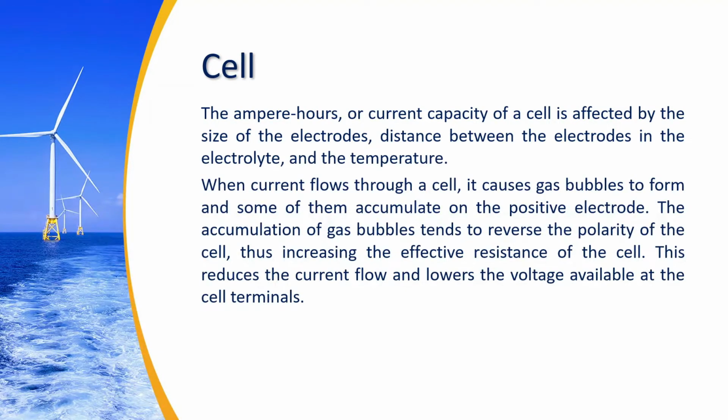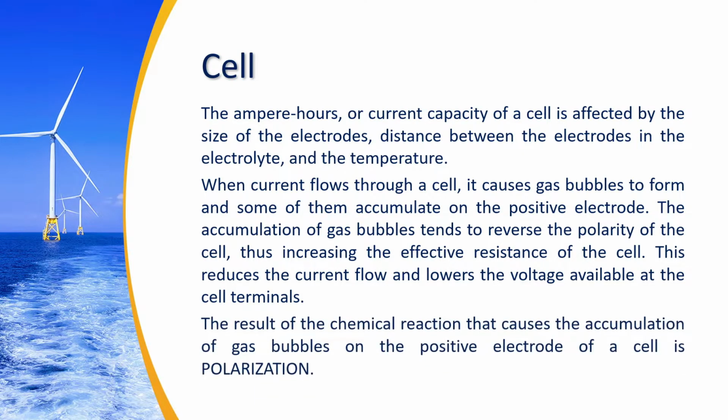So when current flows through a cell, it causes gas bubbles to form and some of them accumulate on the positive electrode. So the accumulation of gas bubbles tends to reverse the polarity of the cell, thus increasing the effective resistance of the cell. So this reduces the current flow and lowers the voltage available at the cell terminals. So as the result, the result of the chemical reaction that causes the accumulation of gas bubbles on the positive electrode of a cell is called polarization.